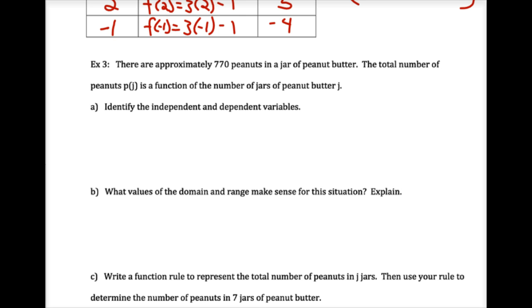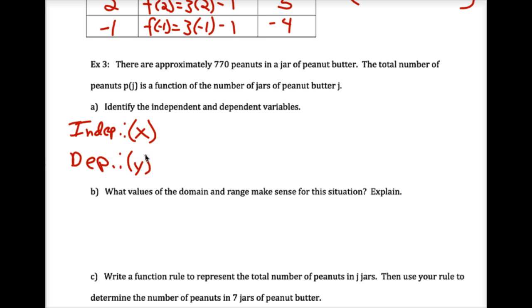And guess what variable we're going to use for jars of peanut butter? J. Notice that p of j and j, that's how this function stuff works. They've got to use the same variable. Now here's the deal. You've got to identify the independent and dependent variables. Label them, you can totally abbreviate it, people, it's no big deal. There's the independent variable, there's the dependent variable. The independent variable is our x. What you guys normally use is the x, and the dependent one is our y, usually.